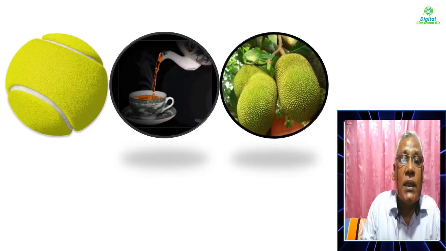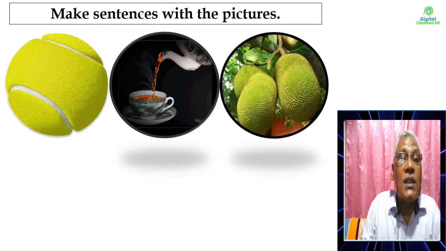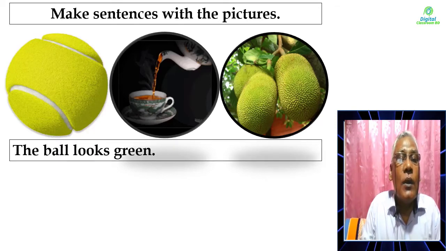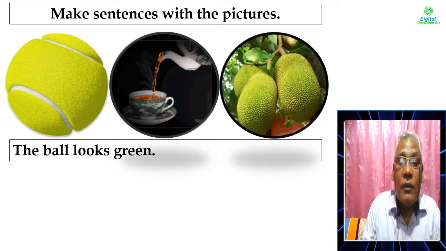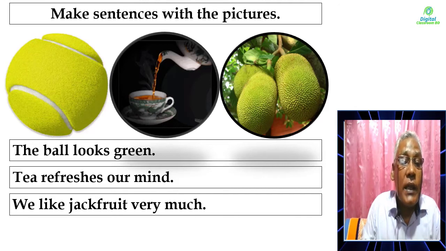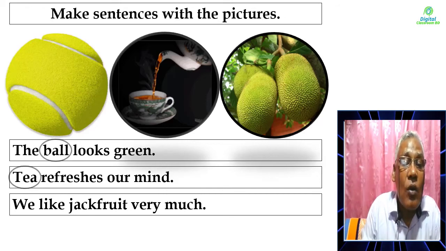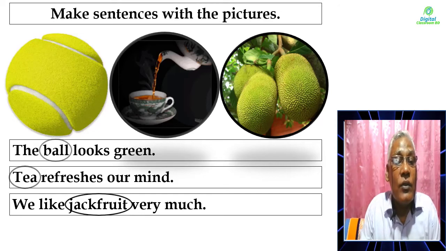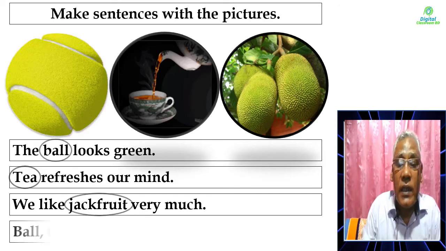Okay, look at the pictures here. There are some pictures here. Make sentences with the pictures. The ball looks green. It's a sentence. And tea refreshes our mind. We like jackfruit very much. So look at the word ball: the ball looks green. In the second sentence, tea refreshes our mind. Tea is another noun. And we like jackfruit very much. So there are three nouns in three sentences: ball, tea, and jackfruit.